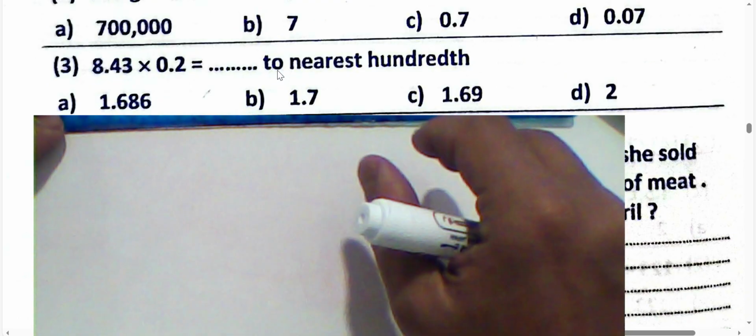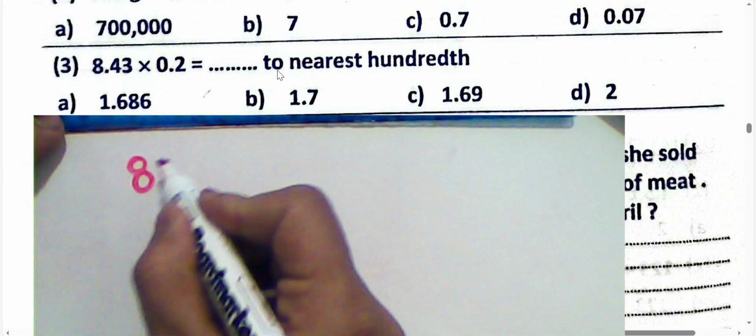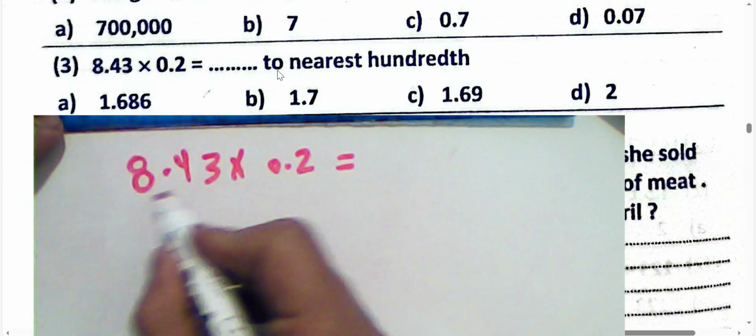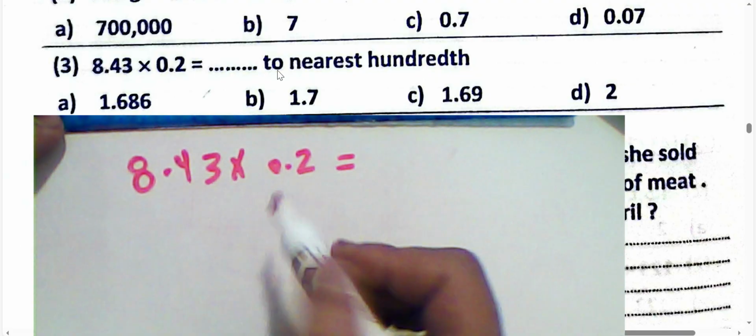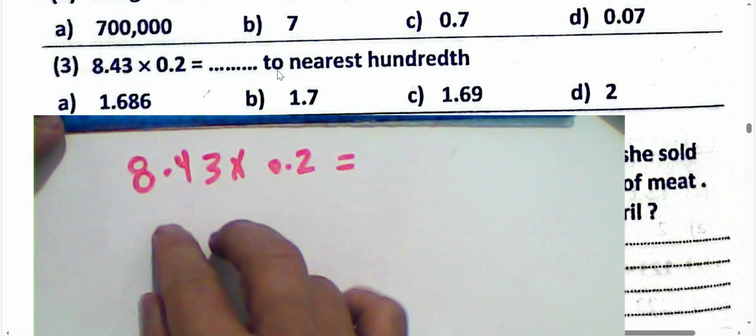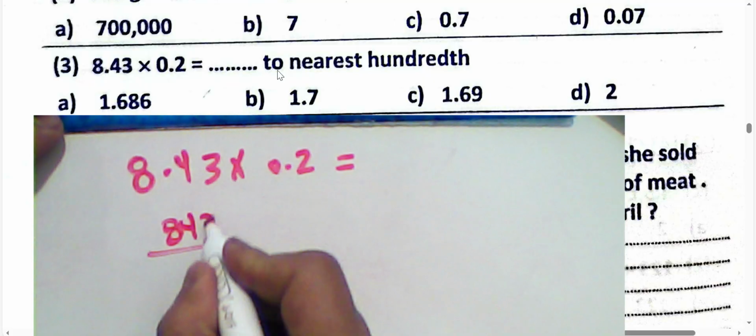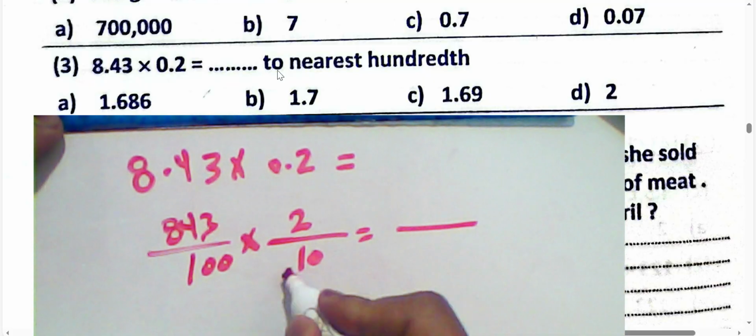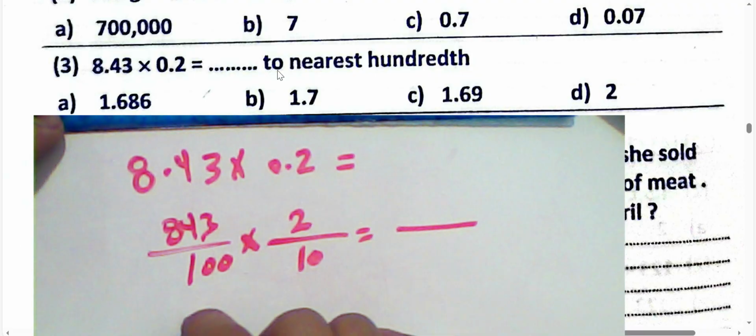Next question. We want to multiply and then approximate it to the nearest hundredths. We have 8.43 multiplied by 0.2. We can multiply these numbers and then put the point after 3 places, because this number means 843 over 100, and this number is 2 over 10.